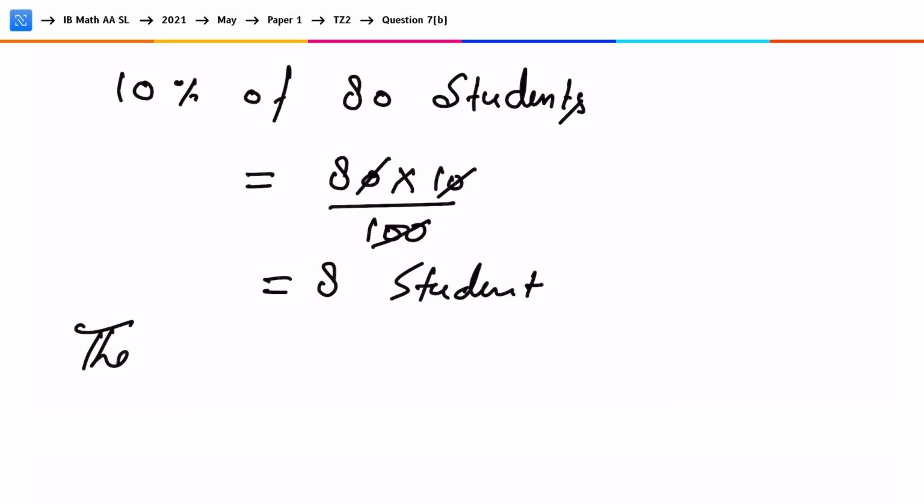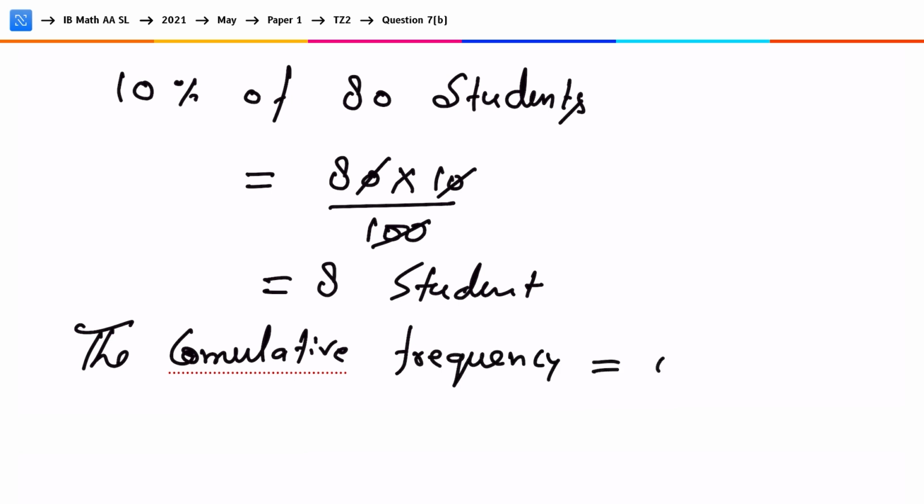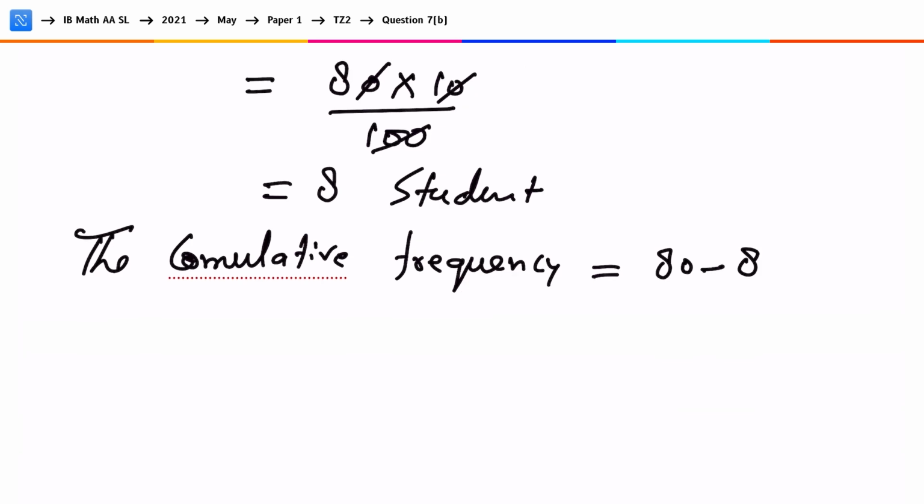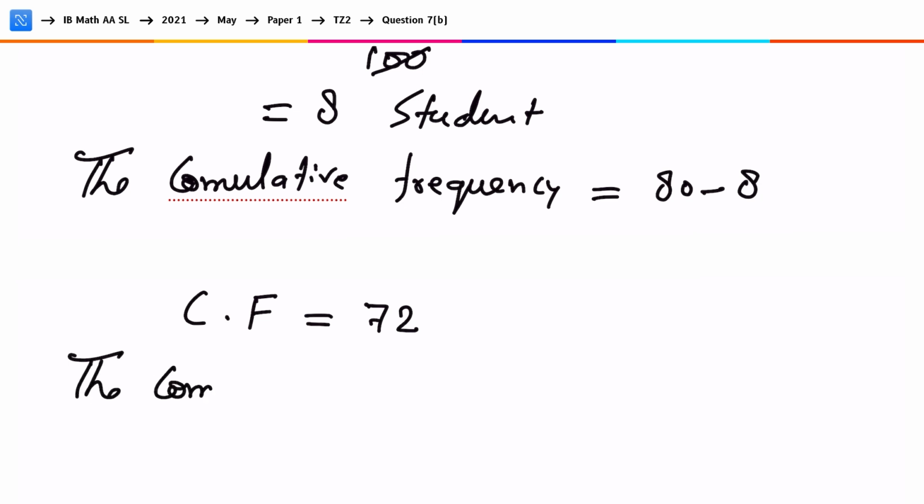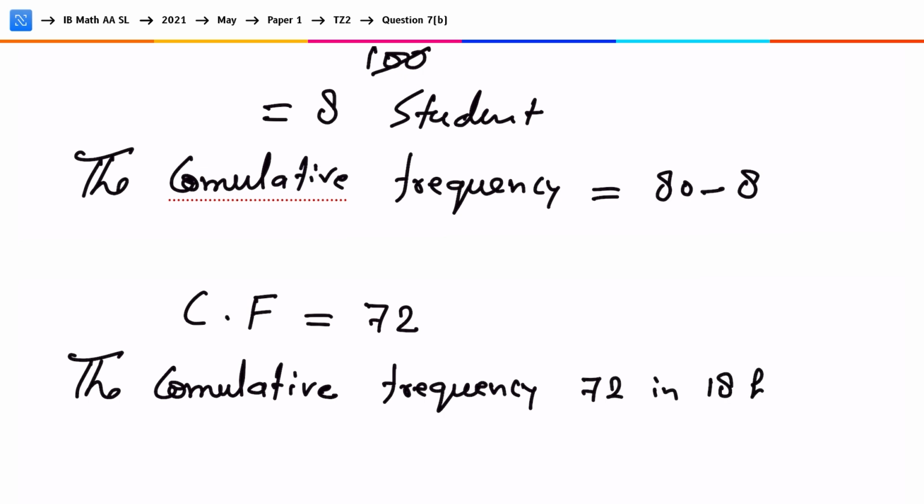Next, the cumulative frequency is equal to 80 minus 8, which gives us 72. The cumulative frequency is 72 in 18 hours. So K is equal to 18. This is our final answer.